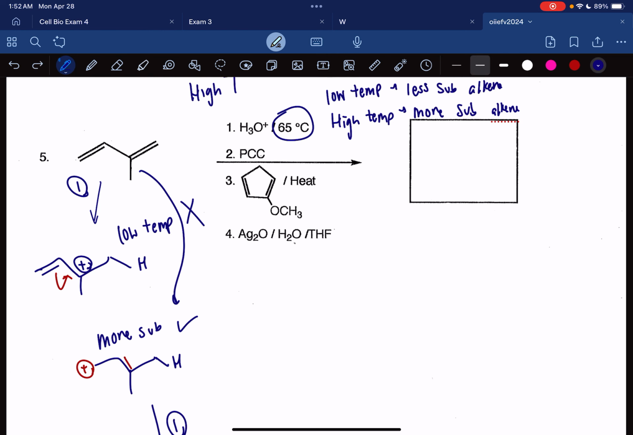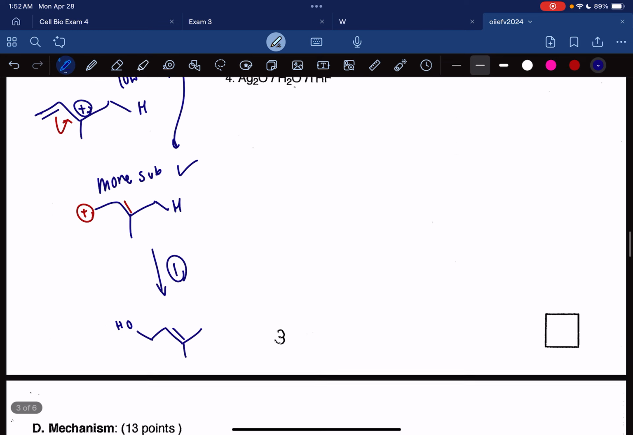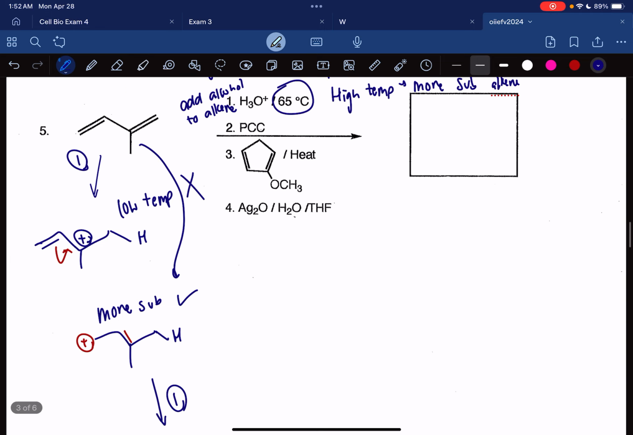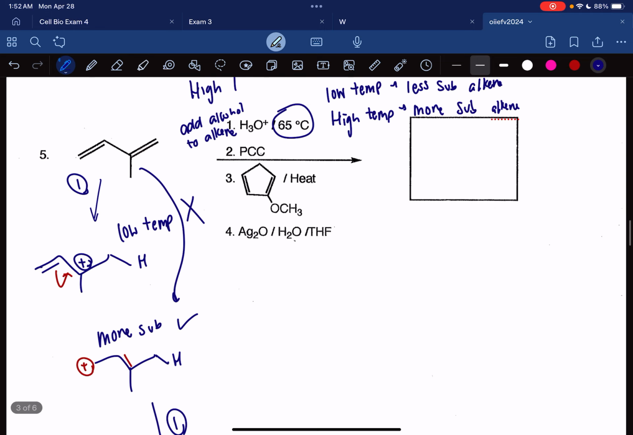alkene. So this will, let's write that in, add alcohol wherever it adds it, that's kind of up to your discretion to realize that. If it's low temp, you make a least substituted alkene, and then at high temp, you make a more substituted alkene. But yeah. So that's the first step. That's probably the hardest part of this whole reaction sequence, right?